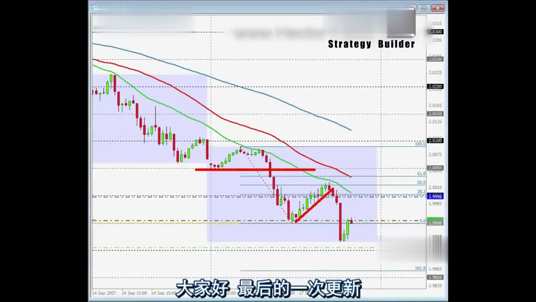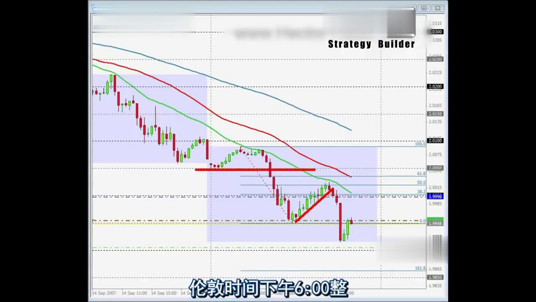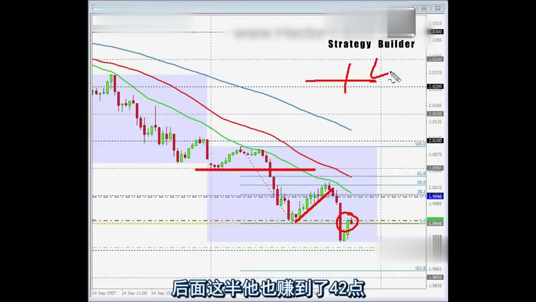Hi guys, one final update, 6 p.m. London time. My trade on cable, the trail stop has been stopped out for plus 42 pips on the second half of the trade. Yes, that's the same as in the first half.